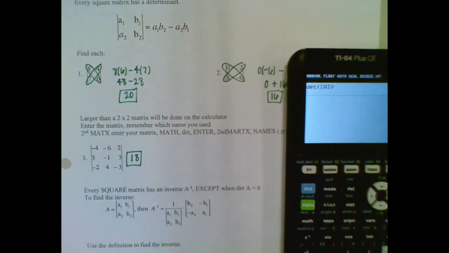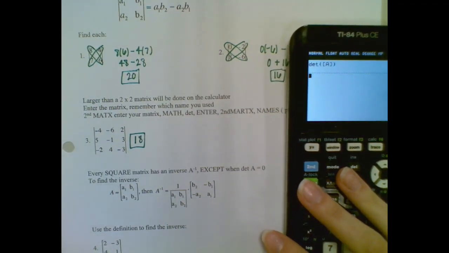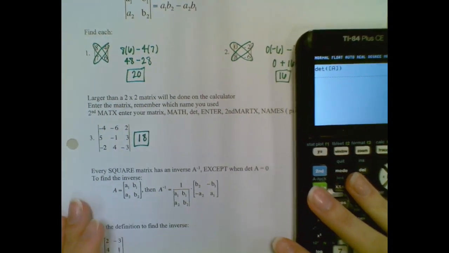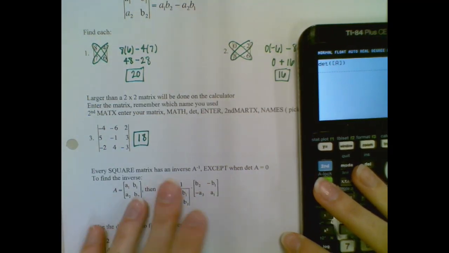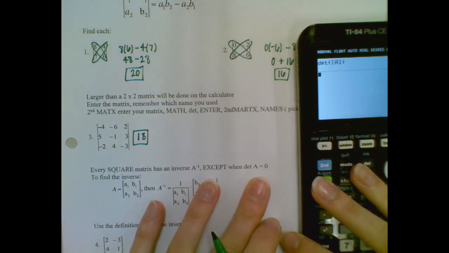So that's how you do that on your calculator. Go back and rewatch those steps if you need any help with it. All right, every square matrix has an inverse except when the determinant equals 0.